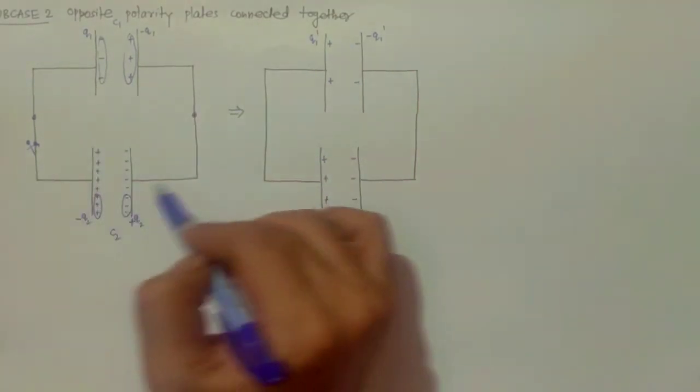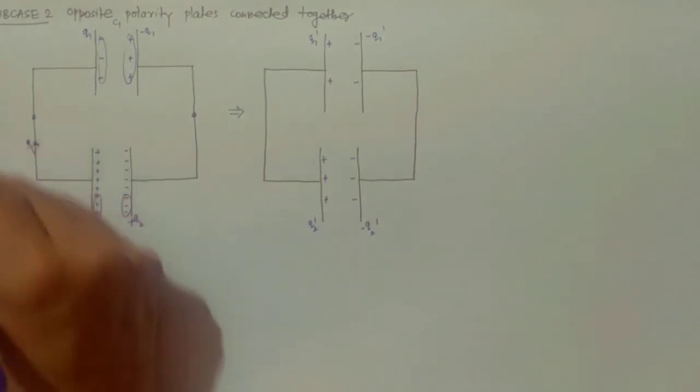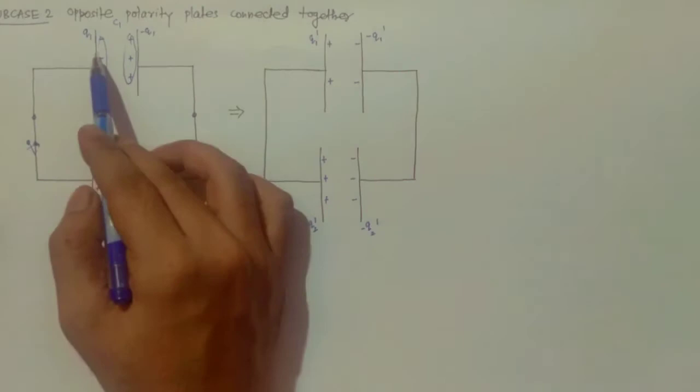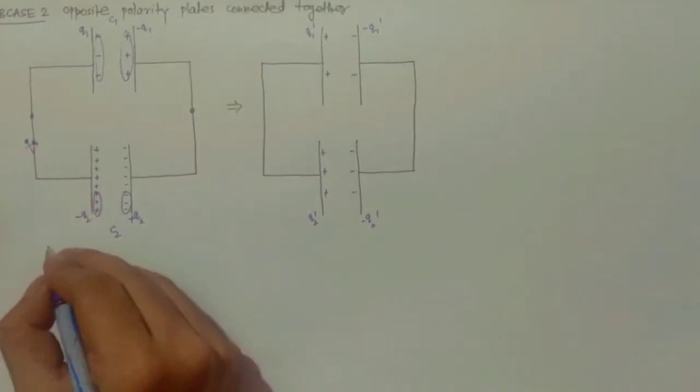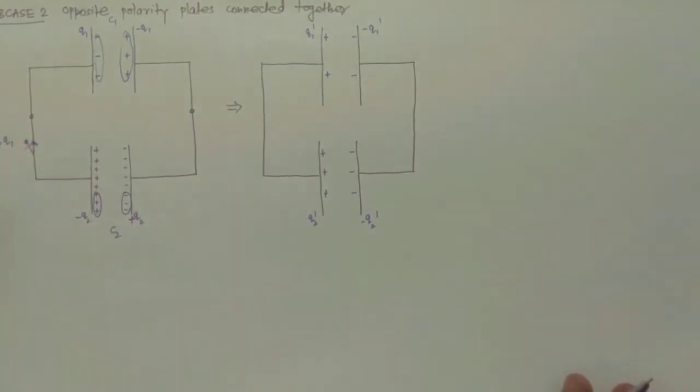In this case, that is in the derivation of case 2, we will assume that the charge on the plate of capacitor 2 is more than the charge on the plate of capacitor 1. That is, here I have assumed that Q2 is more than Q1.